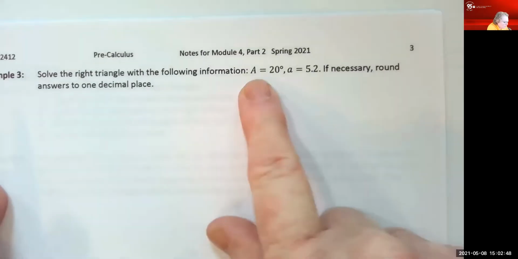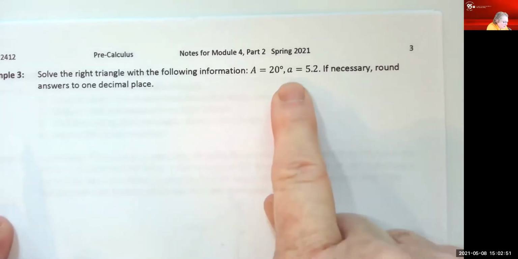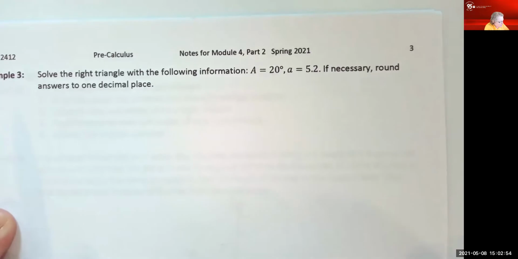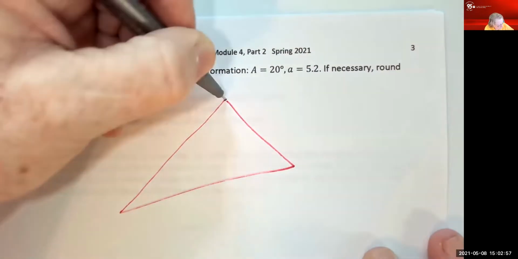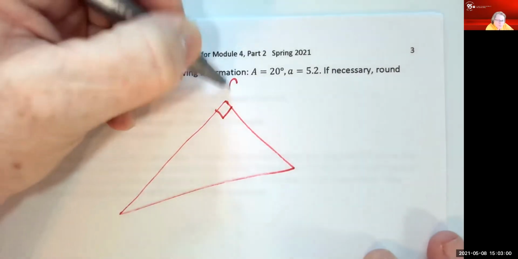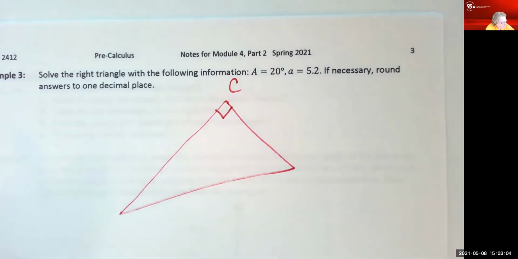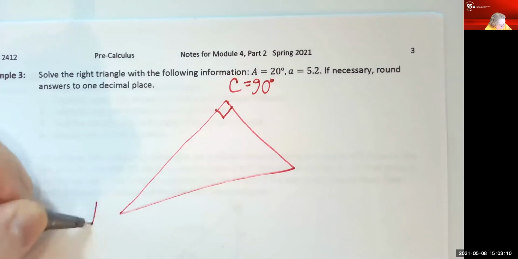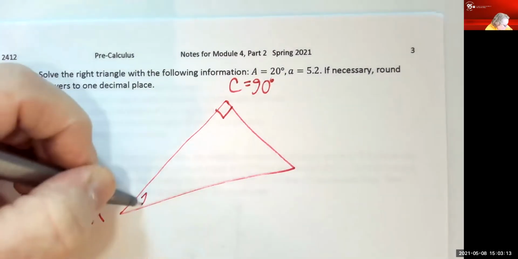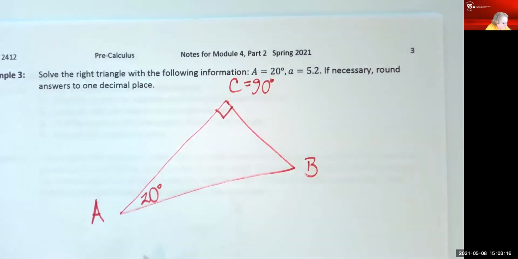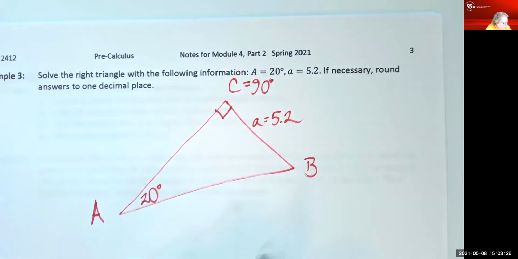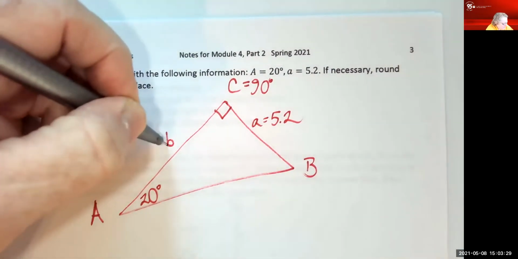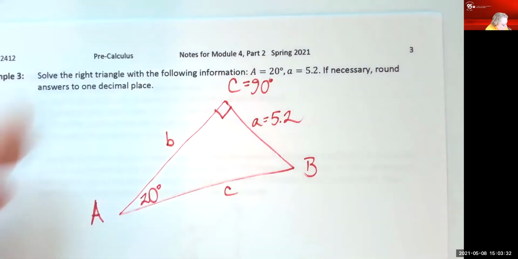Solve now the right triangle where angle A is 20 degrees, side A is 5.2, and we don't know anything else. Wow, okay. So here's angle C. It's the one that is 90 degrees. I'm going to let angle A be on the left. Angle A was 20 degrees. Angle B is on the right. The side opposite angle A is small a, and that's 5.2. The side opposite angle B is small b, and the side opposite angle C is small c.